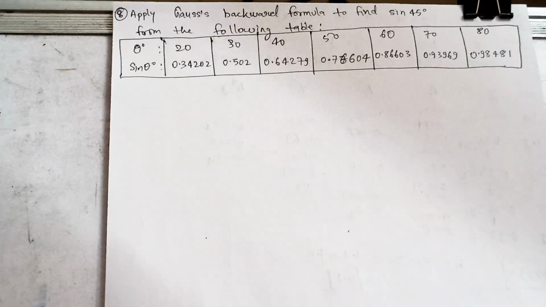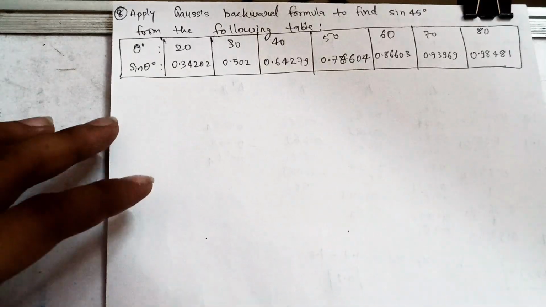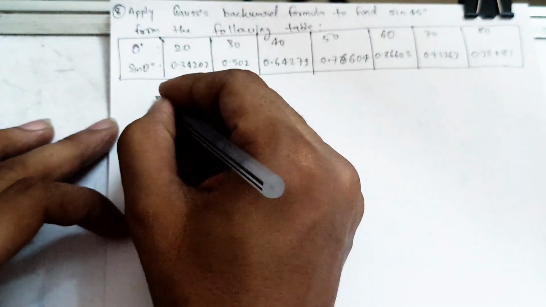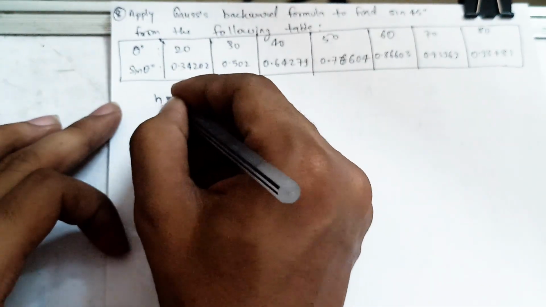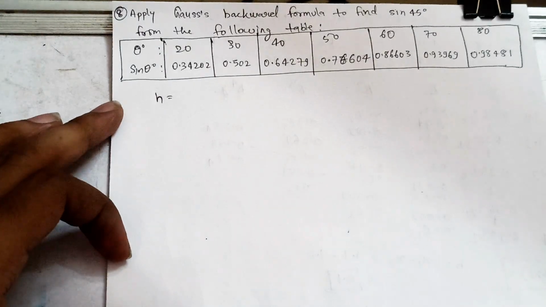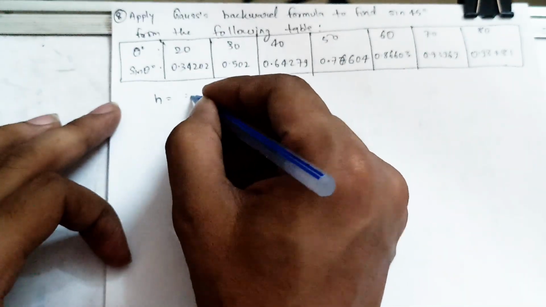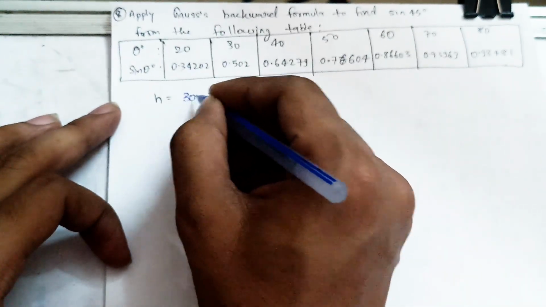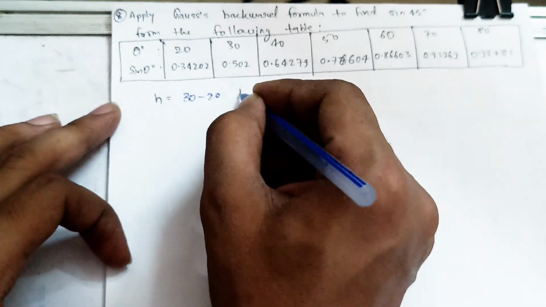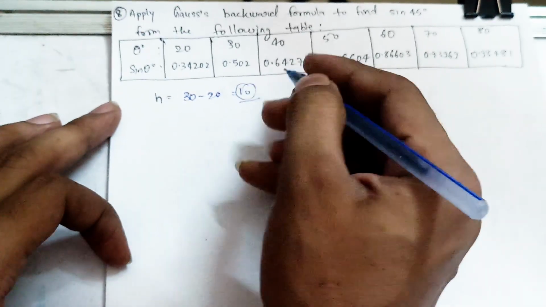Firstly, we are going to find out x naught and what h is for the given equation. As we could see for this given table, we have 30 minus 20, that is 10. So here h is equal to 10.